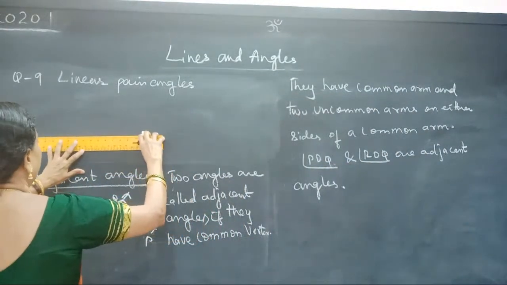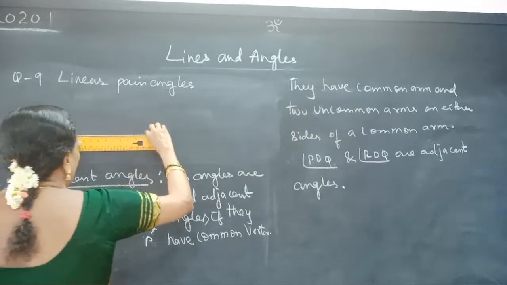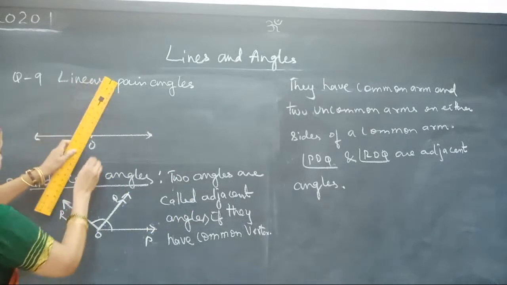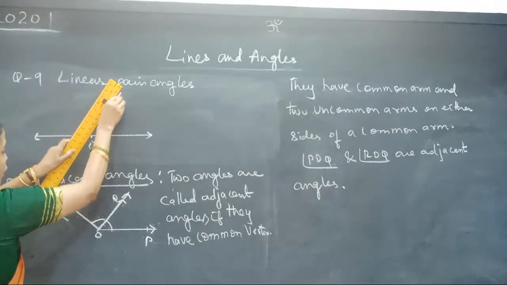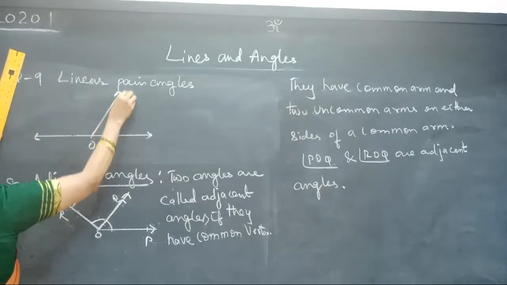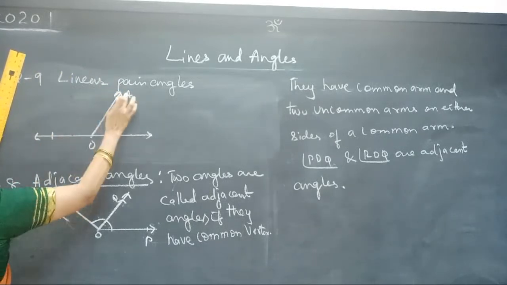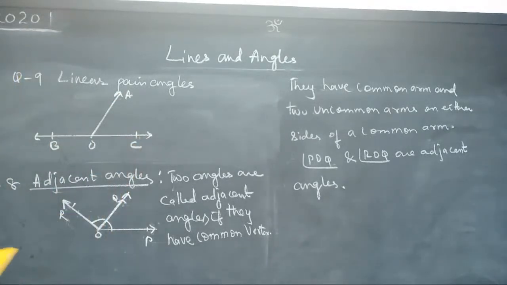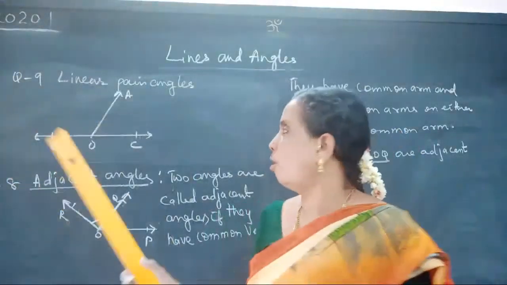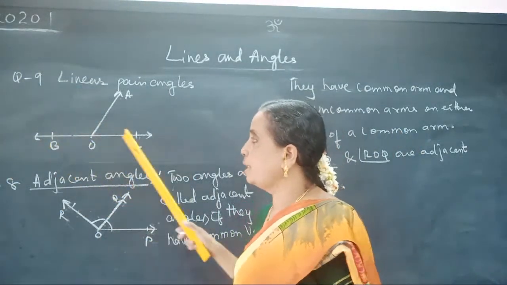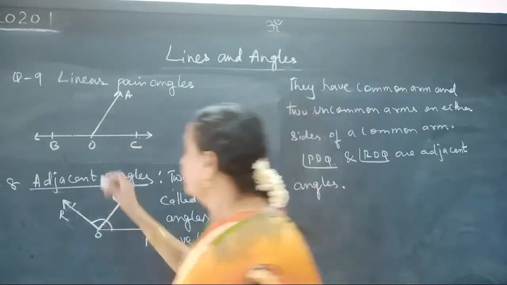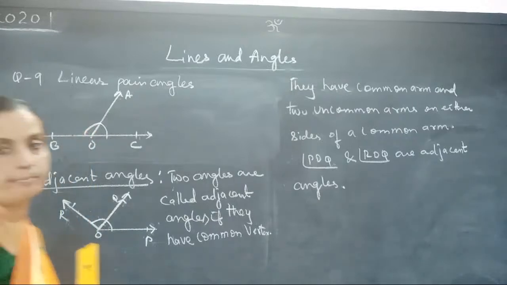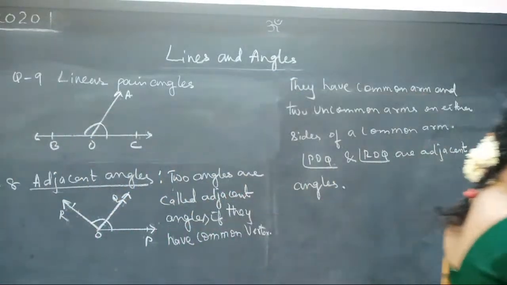I'll draw the figure here, how the linear pair angles look. With a common initial point O, OA is the common arm, and OB and OC are non-common arms. These two non-common arms are opposite rays. Then we say these two angles are linear pair angles.